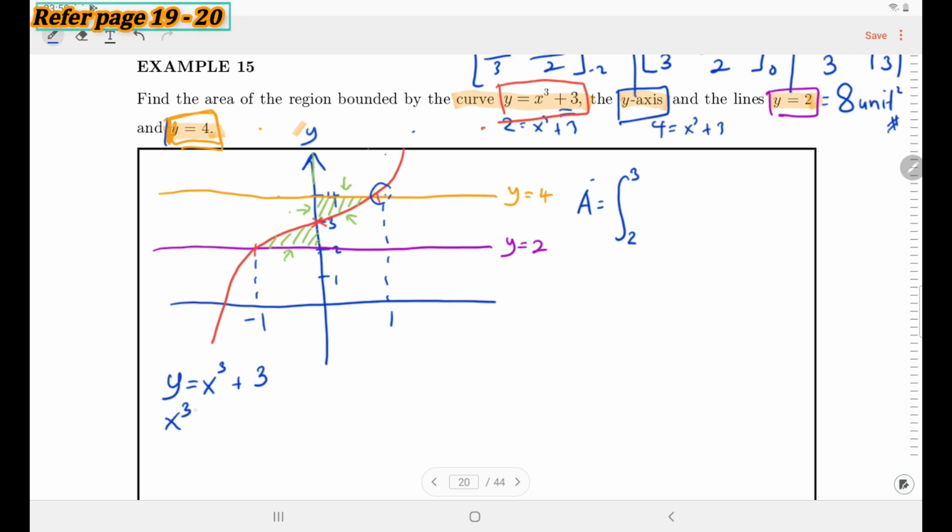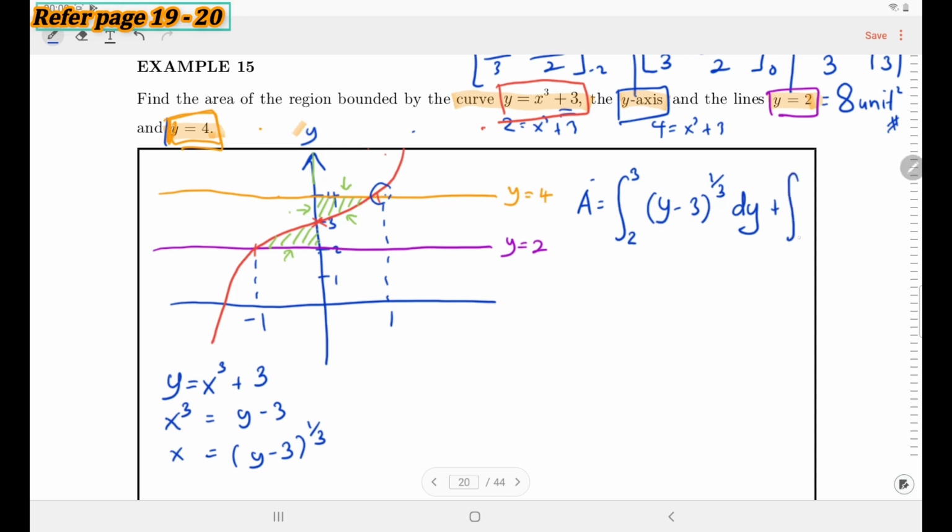So x to the power of 3 equals y minus 3. So x equals the cubic root of y minus 3, so I change to index form, which is easier to integrate: 1 over 3. So now I've changed the function into a function of y. So here is y minus 3 to the power of 1 over 3, with respect to y. That is why we have to change the function into the y function.